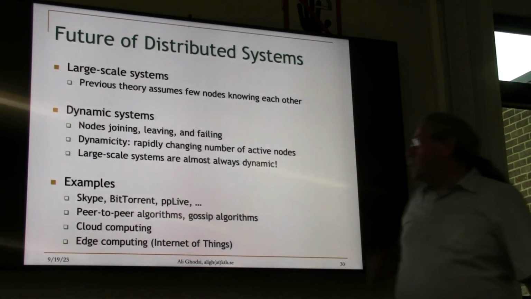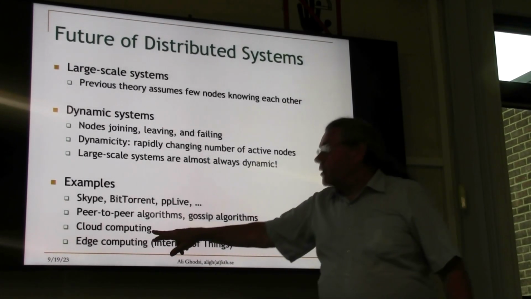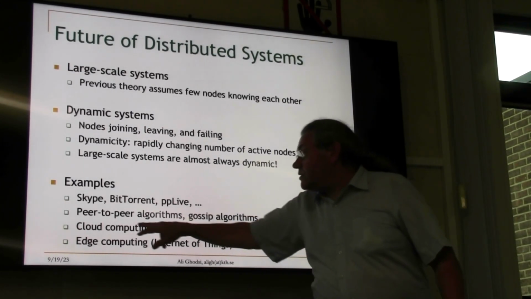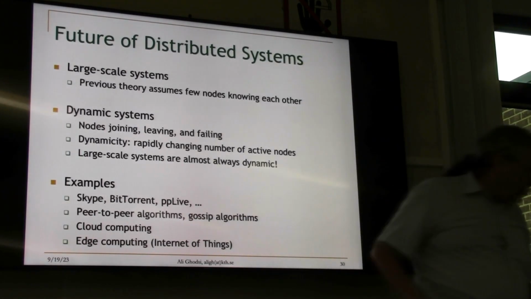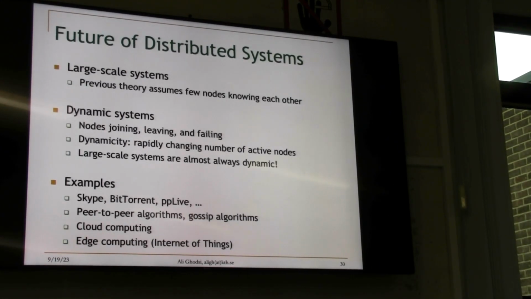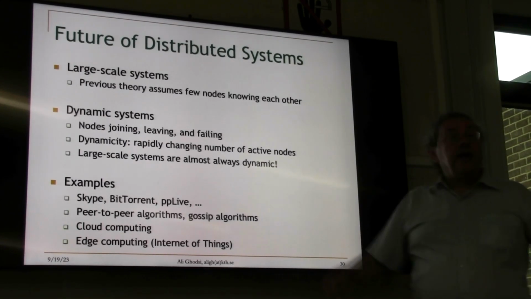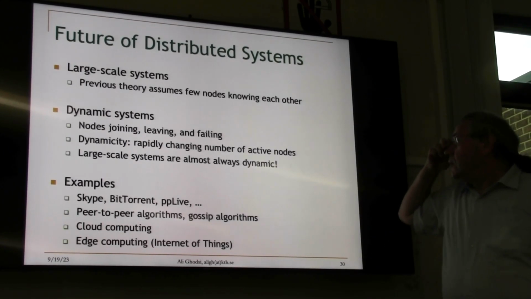Peer-to-peer gossip algorithms. Also cloud algorithms. So this is, you would have to take the course on cloud computing. But these are algorithms running inside of data centers, and they are doing things like large data analytics.